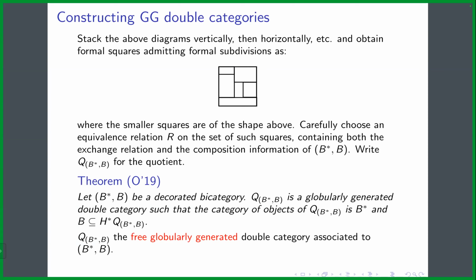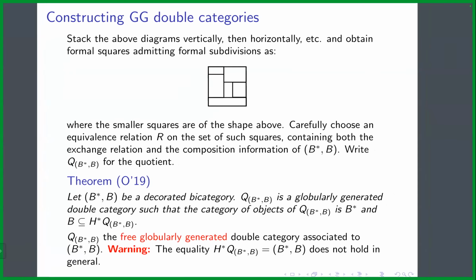We call Q(B*, B) the free globularly generated double category associated to the decorated bicategory (B*, B). But there is one thing that's important: the equation H*Q(B*, B) = (B*, B) does not always hold. So the free globularly generated double category of a decorated bicategory is not necessarily an internalization of the decorated bicategory.